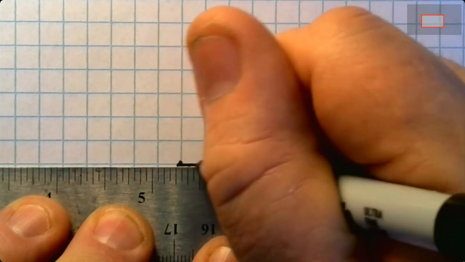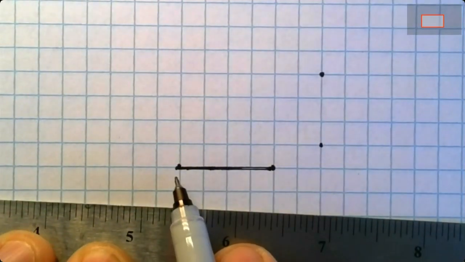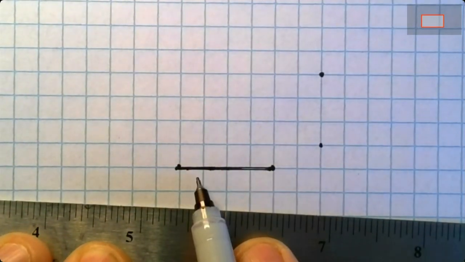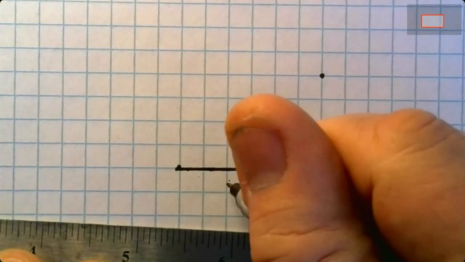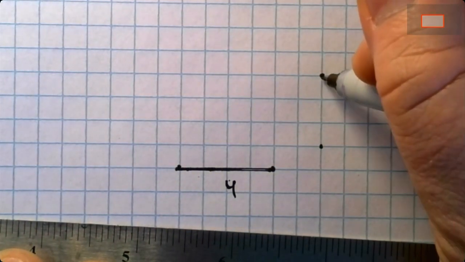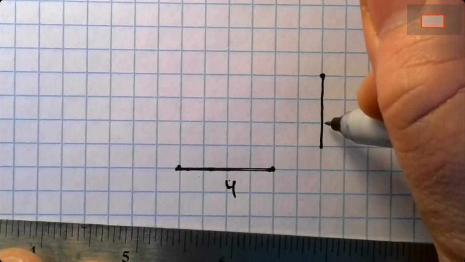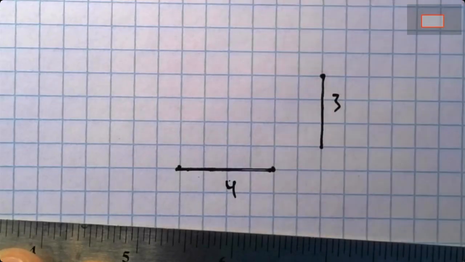In this case, I'm going from this spot to this spot. I can just count 1, 2, 3, 4, right? 4. I can count. From here to here is 1, 2, 3 units long. So those are pretty straightforward.